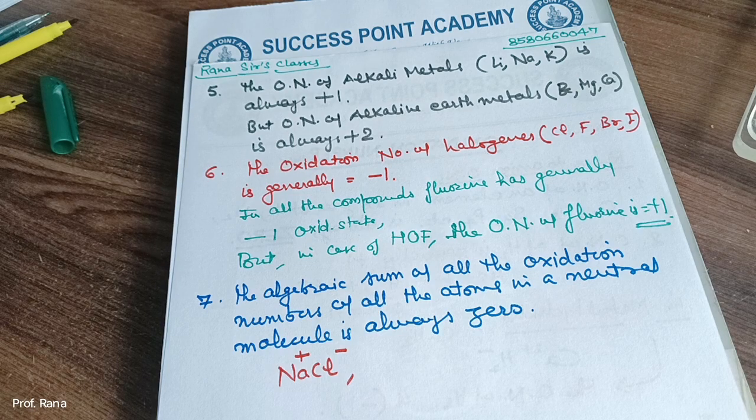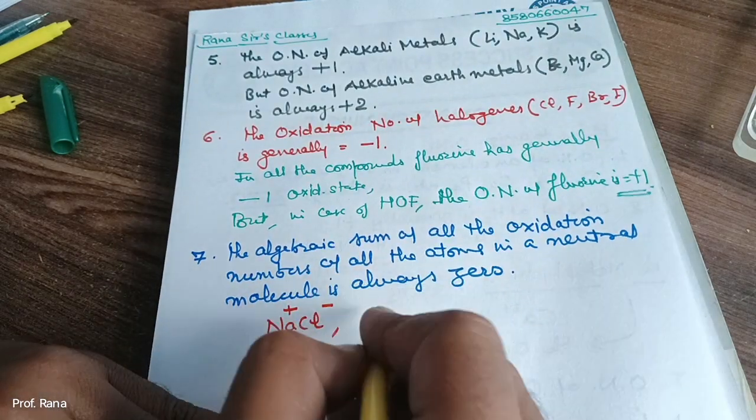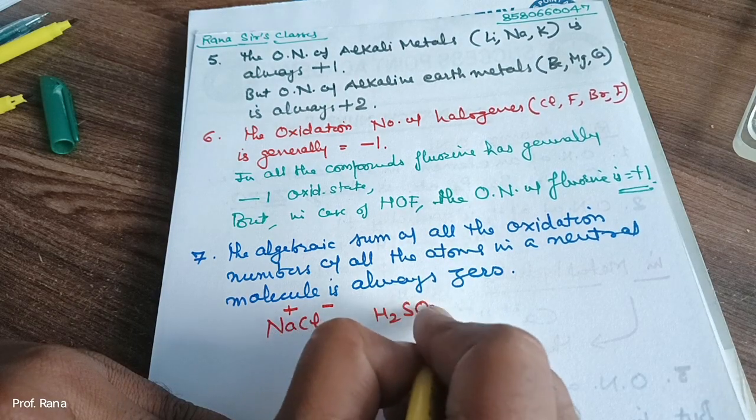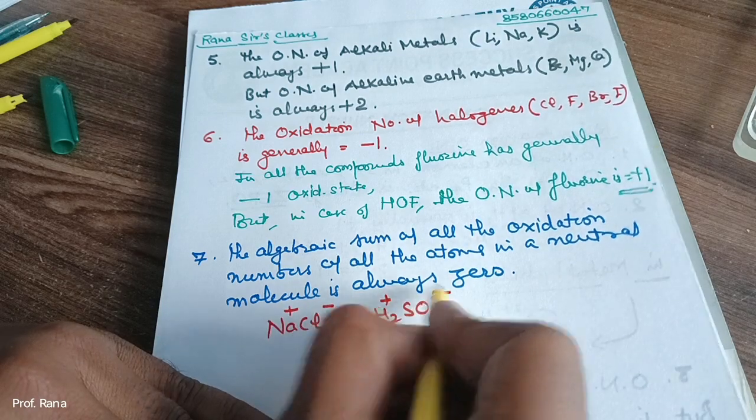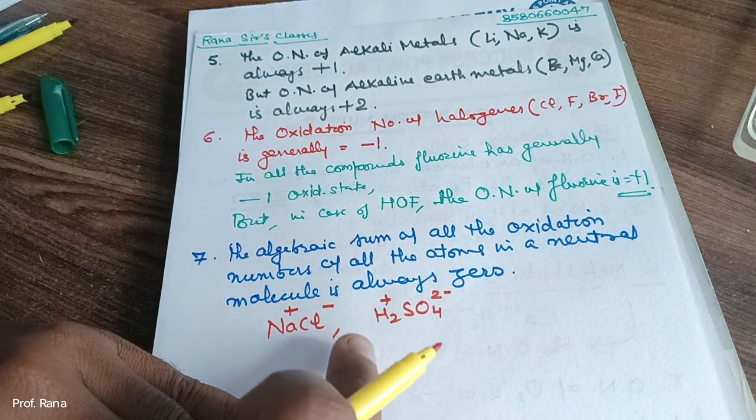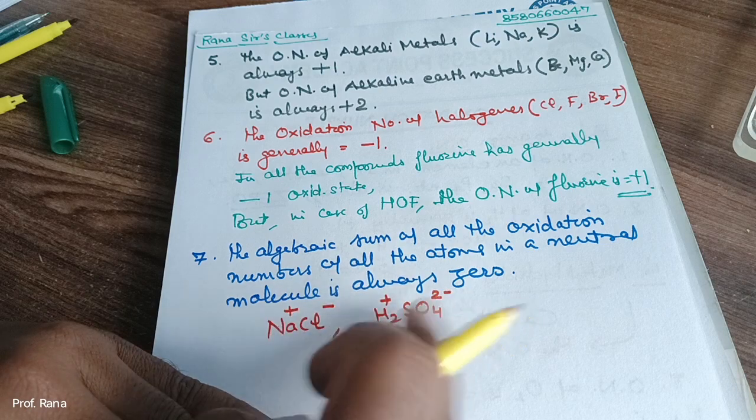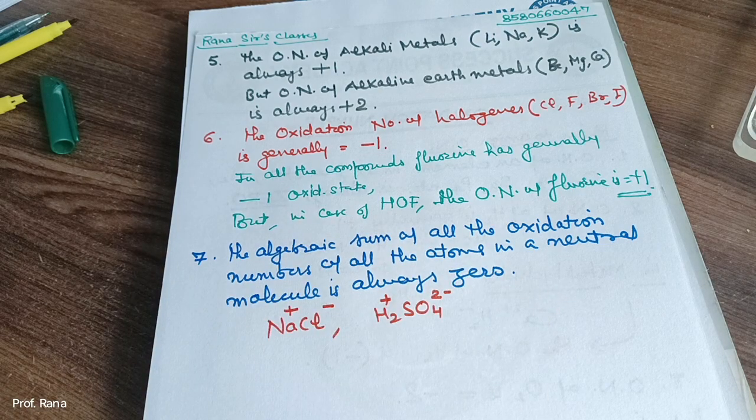So it is a neutral molecule and the algebraic sum of all the oxidation numbers is 0. In the same manner, if we have H2SO4, H2 is what? Positive, positive, and SO4 sulfate is 2 negative. 2 negative, but hydrogen are 2, so 2 positive. They will cancel out. It is also neutral. So this is a very good example of assigning the oxidation number for salts.